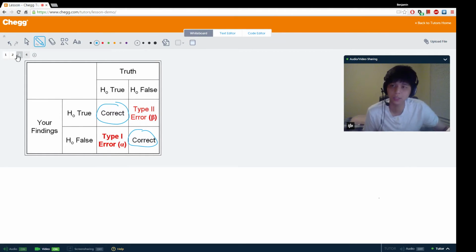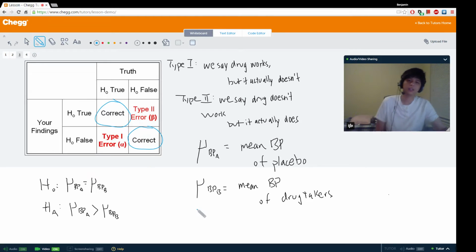Looking at this chart, this can be pretty abstract, so let's look at an example. Let's say you are testing a new drug to see if it lowers the blood pressure of patients. This is a two-sample design: you give group A a placebo, measure the blood pressure and take the mean, then you give group B your drug, and also measure their blood pressure and take the mean. Mean blood pressure A represents the placebo takers, and mean blood pressure B represents the drug takers.